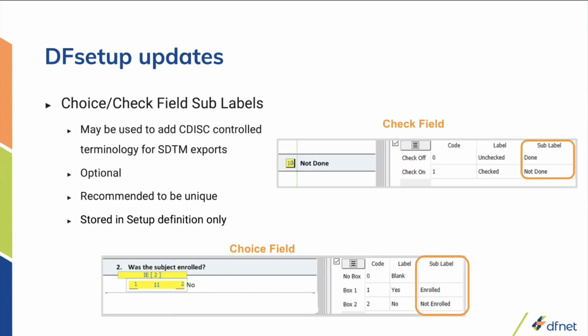When coding choice or check fields, you now have the option to further define a secondary label for the code using sublabels. This can be helpful in adding CDISC controlled terminology to a field. The sublabel is stored in the setup definition only. It's not available for reports, nor is it visible in the study database.